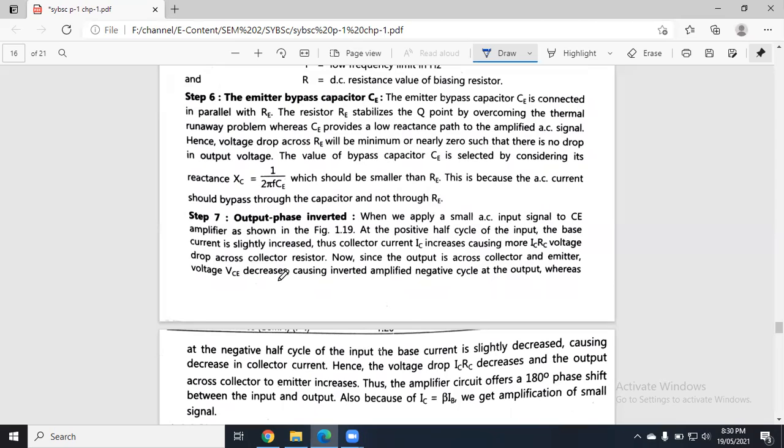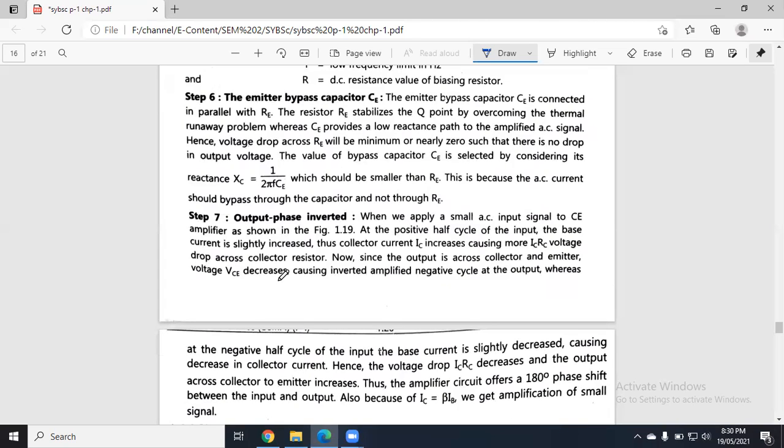But in case of negative half cycle, what is going to happen? The base current slightly decreases. What happens in case of negative half cycle? Transistor is not going to turn on because it is not getting sufficient voltage at its base. So the base current will start decreasing, causing the collector current to decrease.